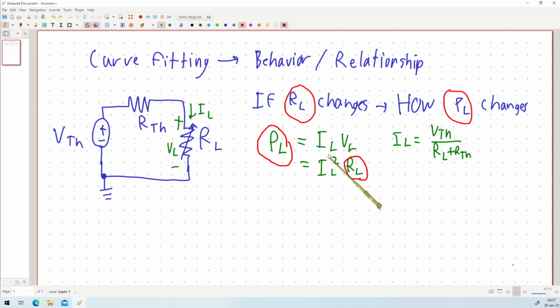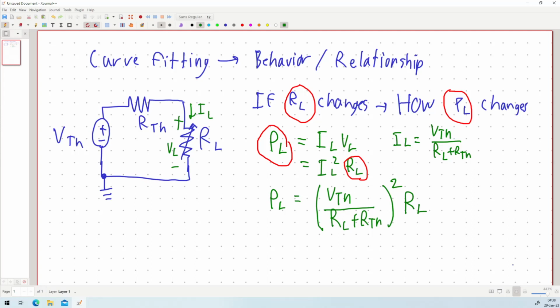But now in IL, we also have RL, which is a variable that we would like to inspect. So we have to further summarize this into just PL equals VTH divided by RL plus RTH, squared, times RL.